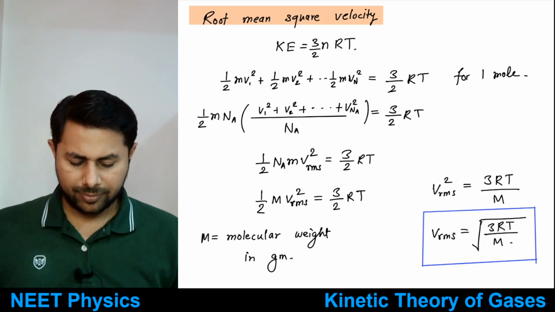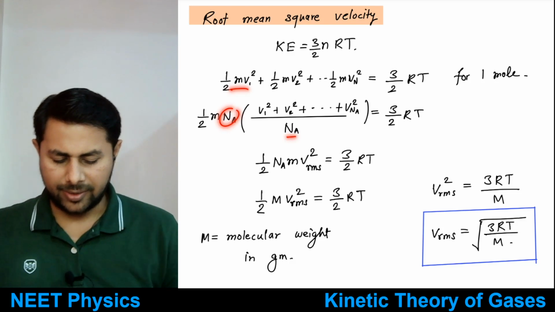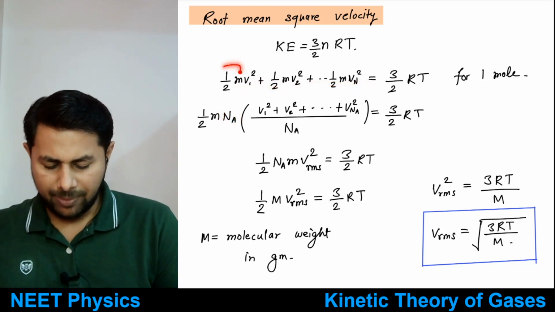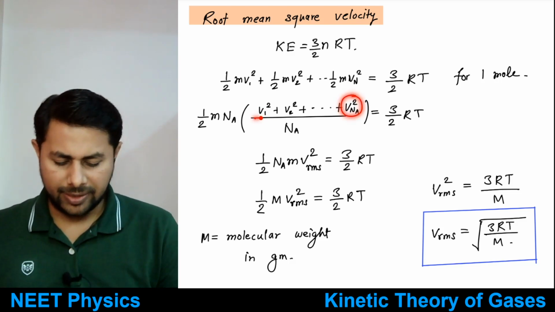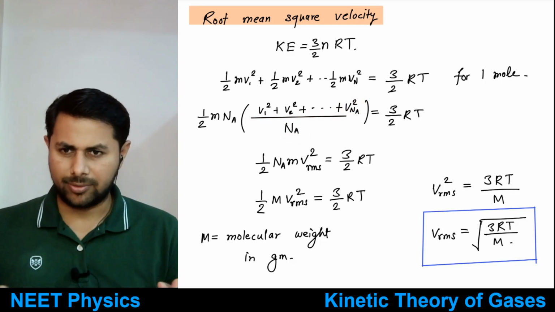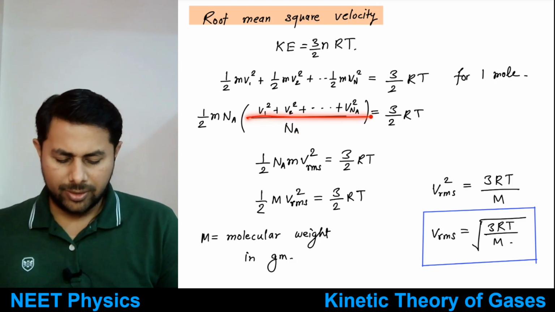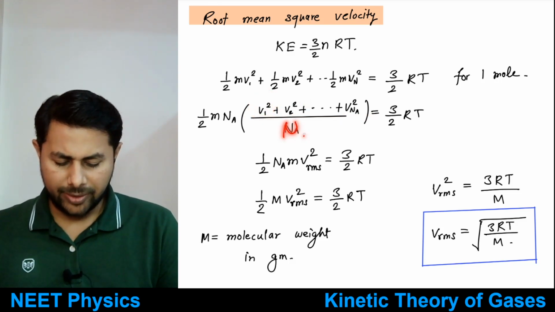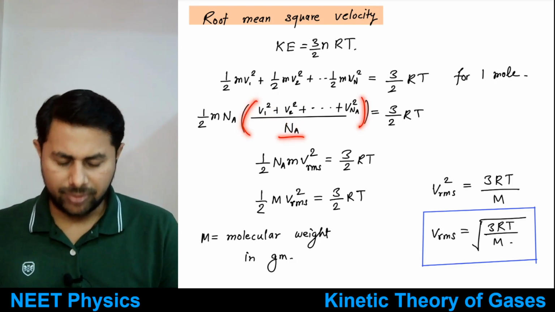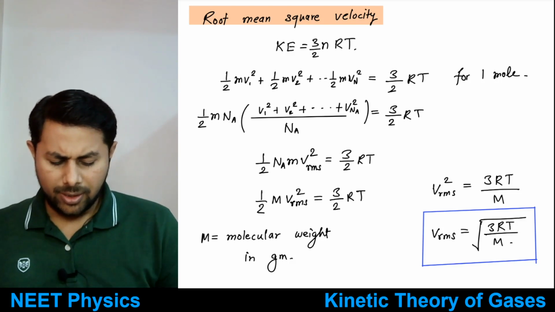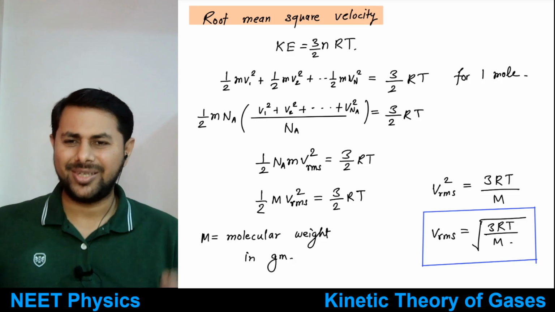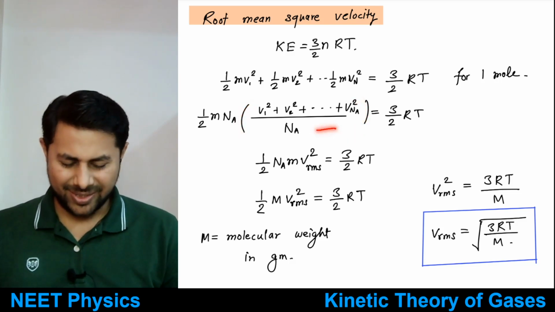On the left hand side, I multiply and divide by Na. I take half m common, so v1 square plus v2 square and so on up to vn square, divided by the total number of molecules. We have taken 1 mole, so the number of molecules is Na. So you are taking the average of the squared velocity. That is the root mean square velocity square, the RMS velocity square.